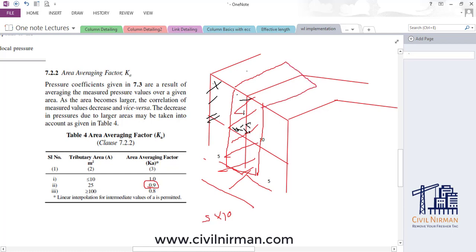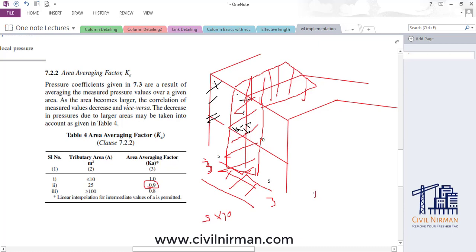This will be my tributary area, right? So you can work out. Now let's say I'm getting the area of 12 m². Let's say my bay width is 3 meter, 3 meter, instead of 5. So 3 meter is this, and let's say we have a height of 8 meter.